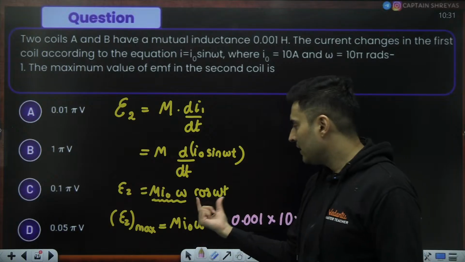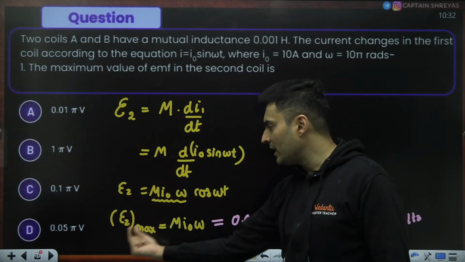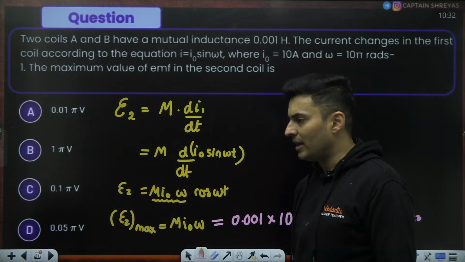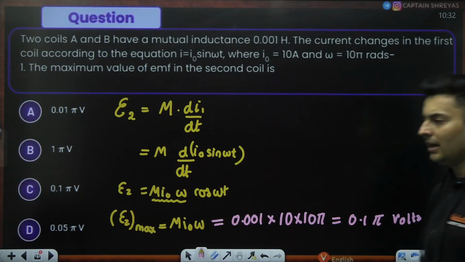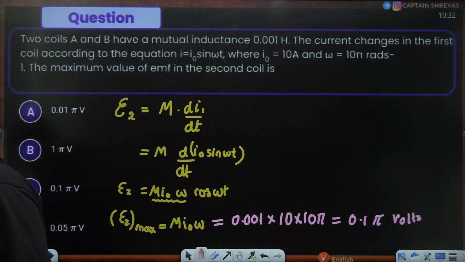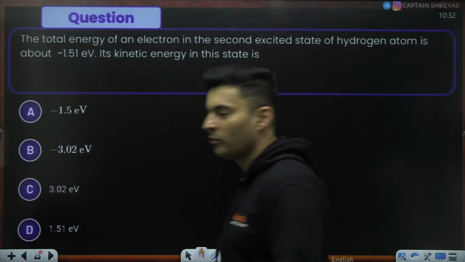And cos has a maximum value of 1. So the maximum value of the EMF will be exactly the term outside the trigonometric function, which is M I naught omega. Substituting this, we'll get the answer. I hope this is clear. Understood, very good. No issues. Always ask doubts whenever you find difficulty.